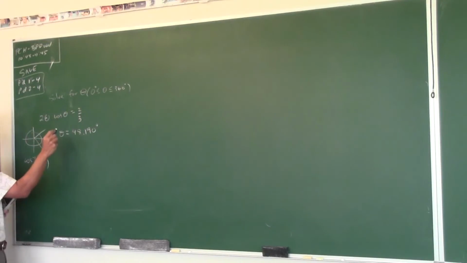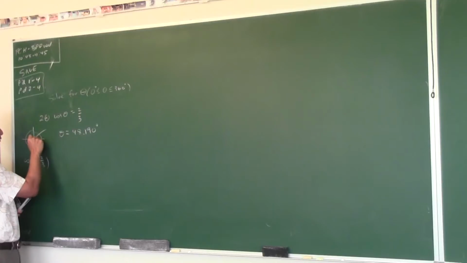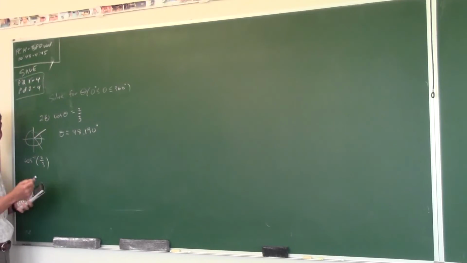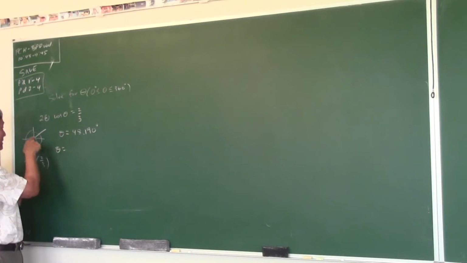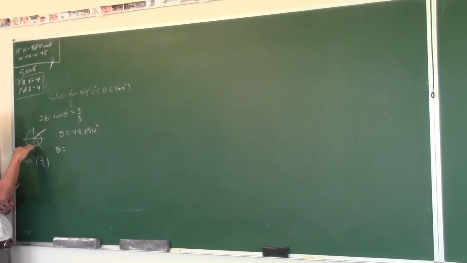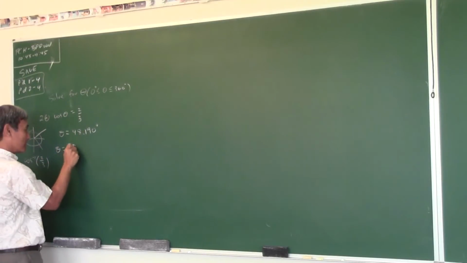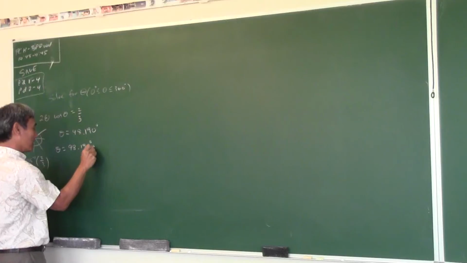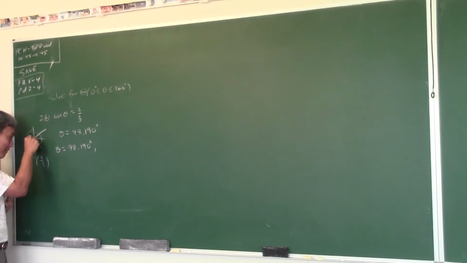Okay, so once you get the reference angle, if we want the first quadrant angle, that's it. The first angle is the reference angle. The reference angle is always the first quadrant angle, 48.190. Now, how do we get the one in the fourth quadrant?